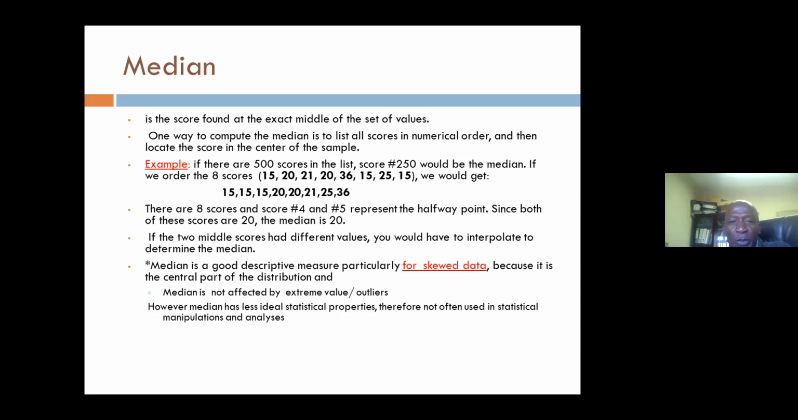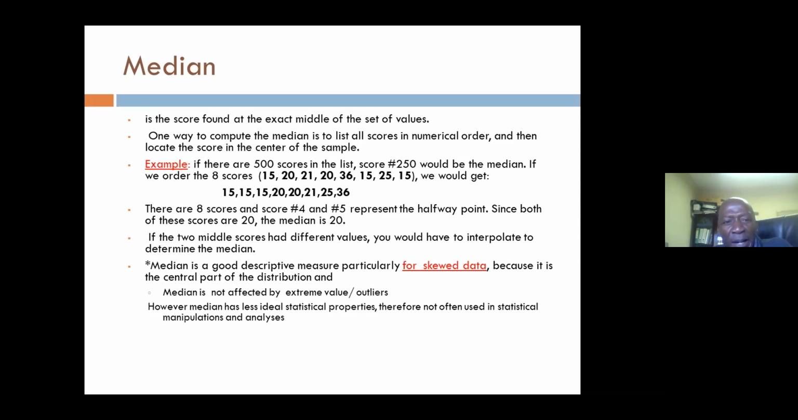So when you want to compute the median, arrange your scores or your values in order of size. It can be either in ascending order or in descending order. But it's always good to check the data set in ascending order, from the lowest to the highest, and identify the middle number. So in this example, there are 500 scores in the list. Score 250, which is the middle number, would be the median.